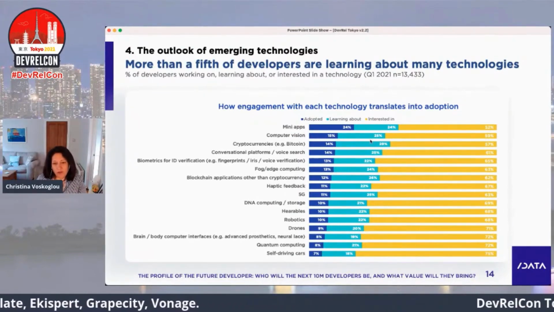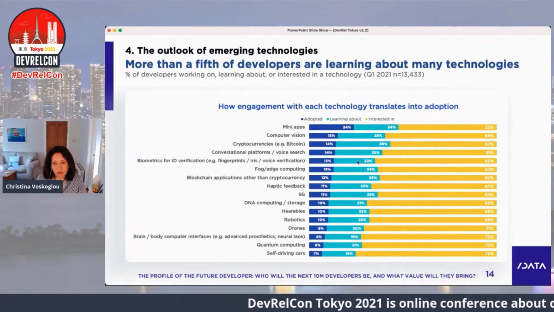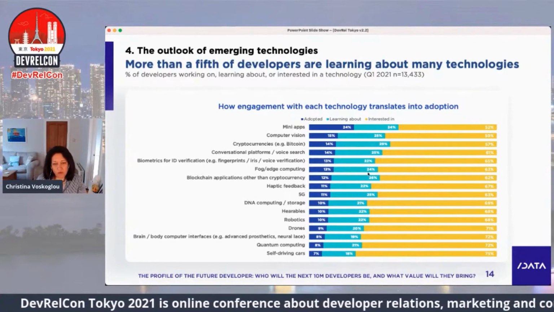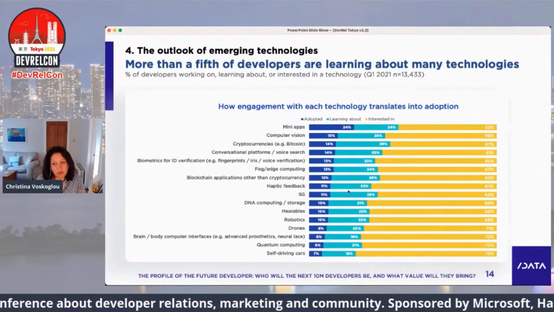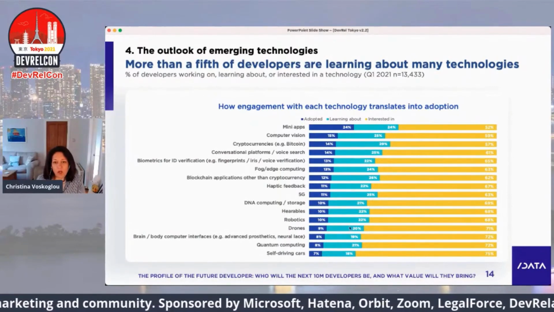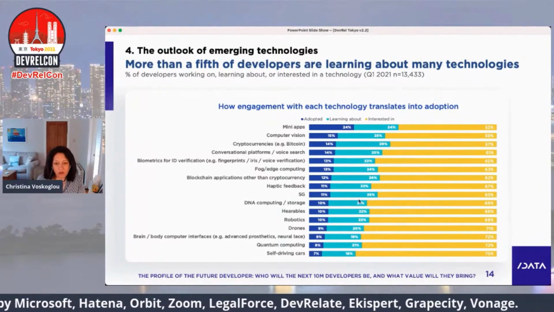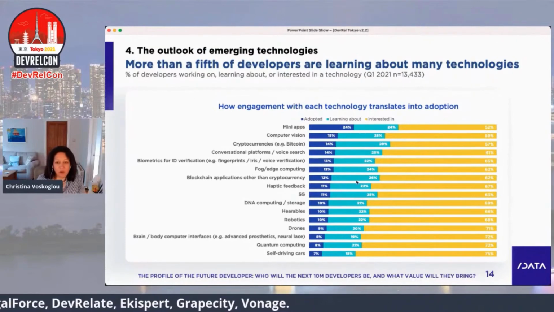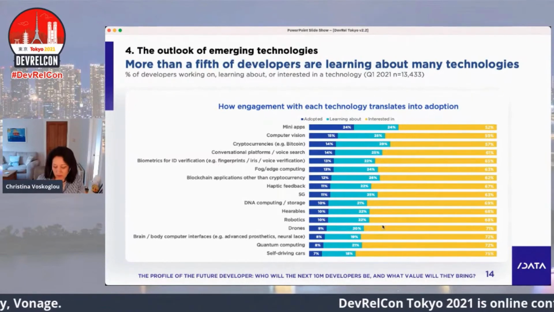Now, the other very interesting thing here is the learning about percentages, because they are above 20% for most of these technologies, which means there is a lot of interest in several new, not new, but emerging technologies. Therefore, there's no single one that seems to be dominant. There are some that are more dominant than others, but there's a lot of interest in many. For example, you can see 5G here, blockchain, cryptocurrencies, and so on, having quite a lot of interest associated with them.